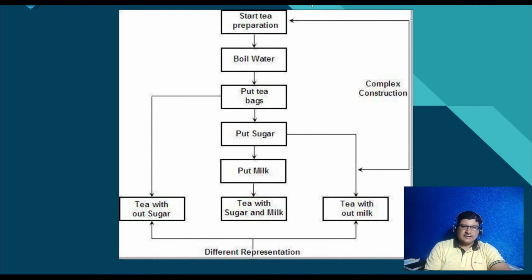Okay, let's see another example of tea preparation showing on the screen. To understand what we mean by construction and representation, you can see from the figure that from the same preparation steps, we can get three representations of the tea: tea without sugar, tea with sugar and milk, and tea without milk. The construction process is the same, but the output is a different representation.